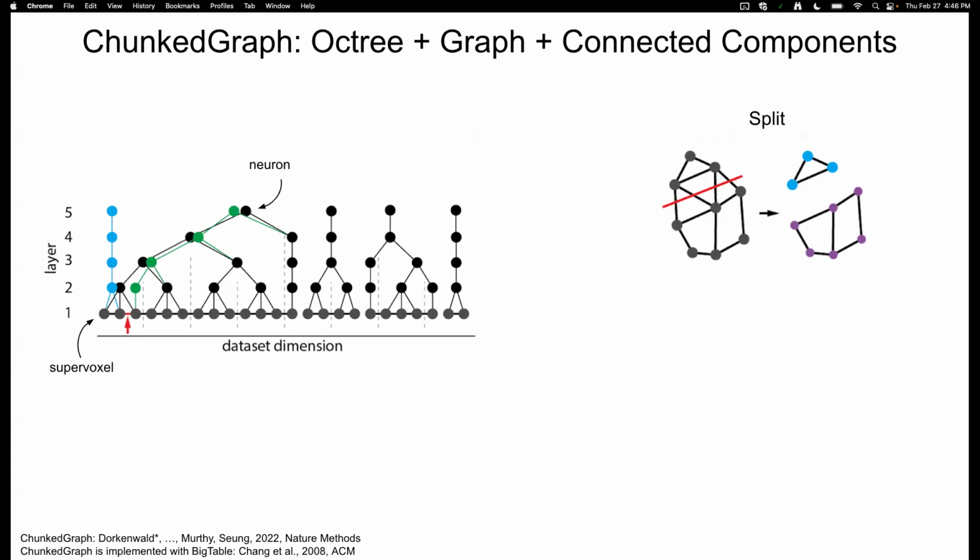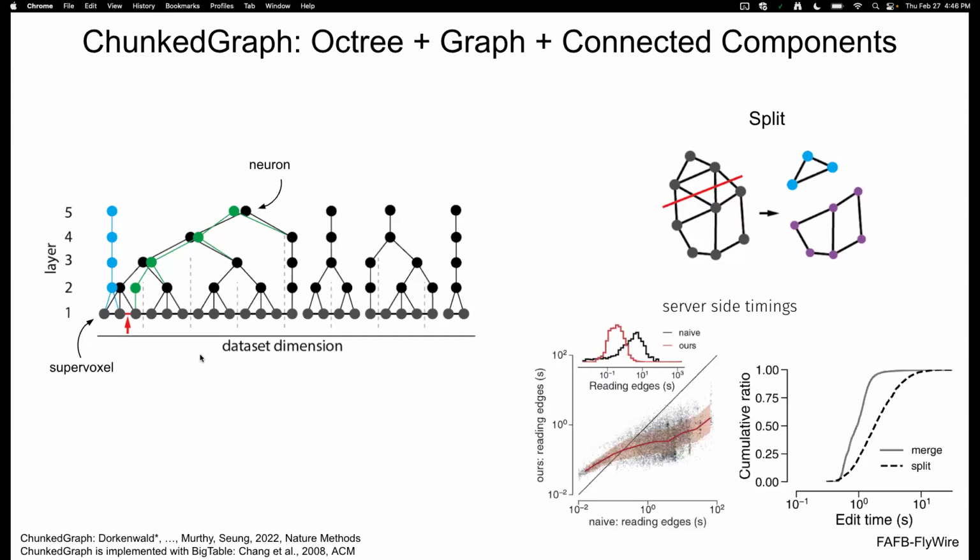So this now scales with the log. It's a binary tree of the largest dimension of the data set, and it's vastly more performant compared to the naive approach. And here I'm showing you real evaluations from real user interactions. On the x-axis is the naive approach just for the reading of the edges. On the y-axis is the hours for what we call the chunk graph approach.